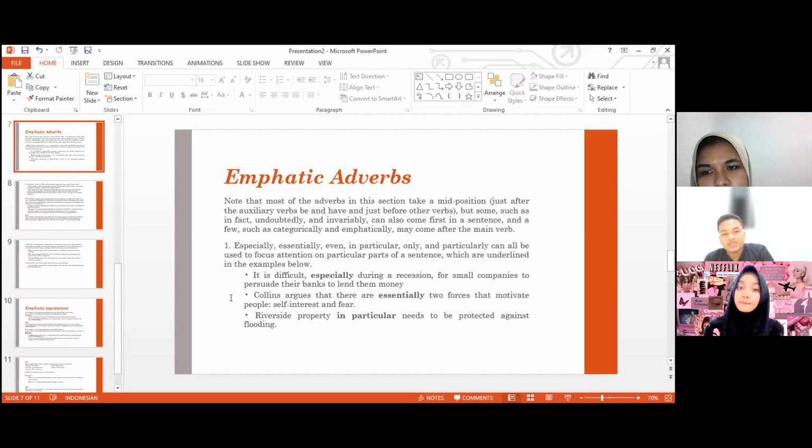Number one, especially, essentially, even, in particular, only, and particularly can all be used to focus attention on particular parts of a sentence, which are underlined in the example below. The example is it's difficult, especially during a recession, for small companies to persuade their banks to lend them money. And the other example is riverside property in particular needs to be protected against flooding.